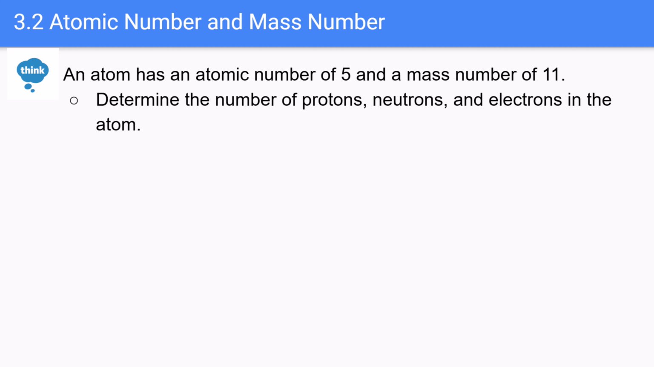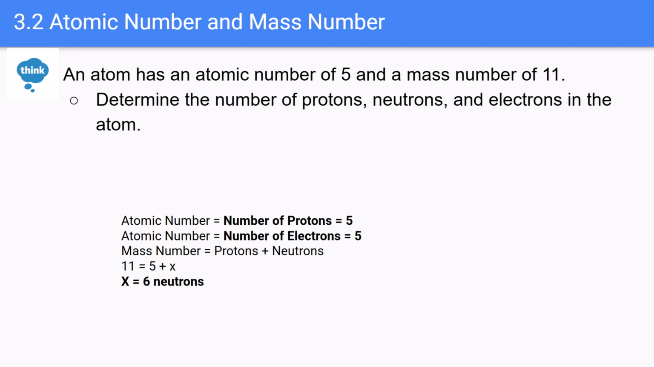So an atom has an atomic number of 5 and a mass number of 11. Let's determine the number of protons, neutrons, and electrons in the atom. So the very first thing we want to take a look at and understand is the atomic number. Remember that the atomic number is the number of protons. And in a neutral atom, the number of protons will equal the number of electrons.